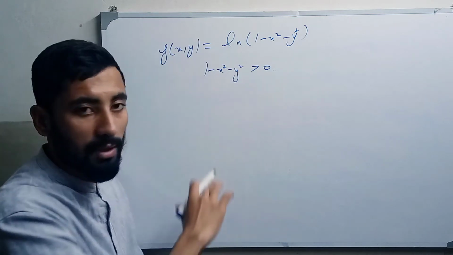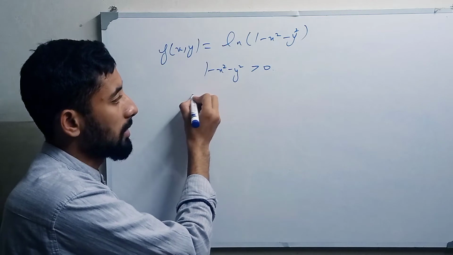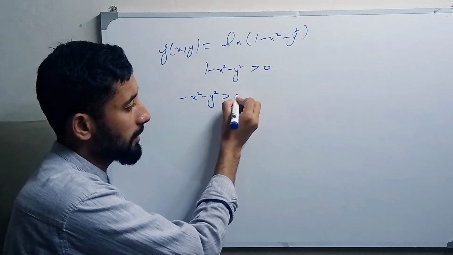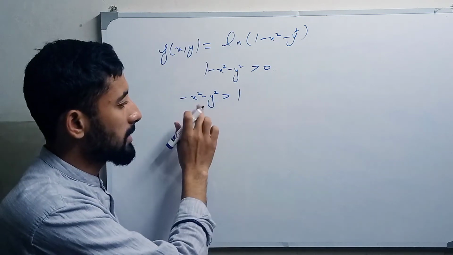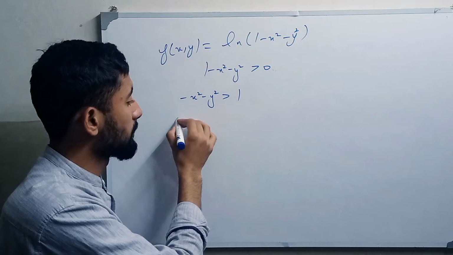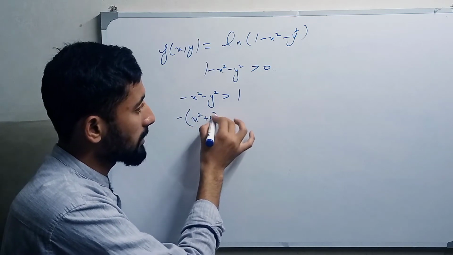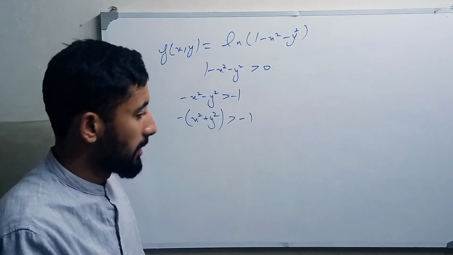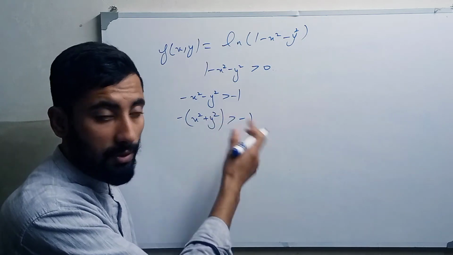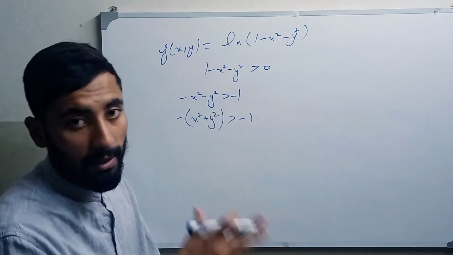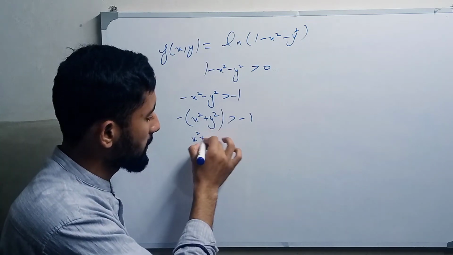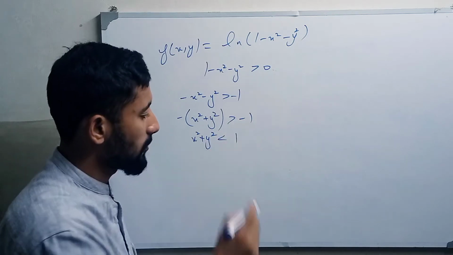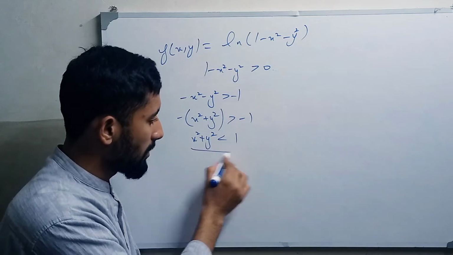Okay, let's do some simplification here. Minus x square minus y square greater than 1. Let's take a common minus from there. X square plus y square, there will be minus, sorry, minus 1. When the minus shifts towards the right side, then the sign of the inequality will change. X square plus y square less than plus 1. So that is our domain.